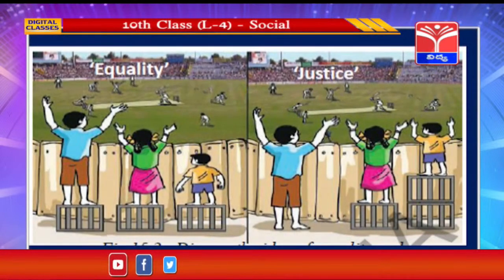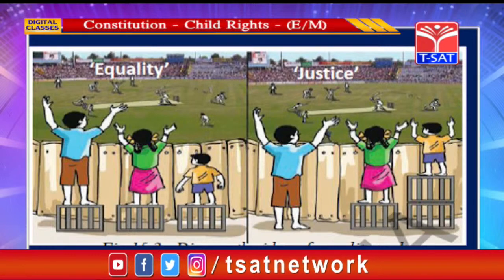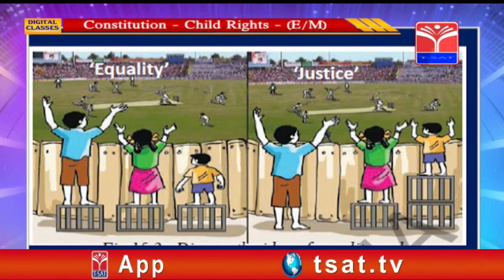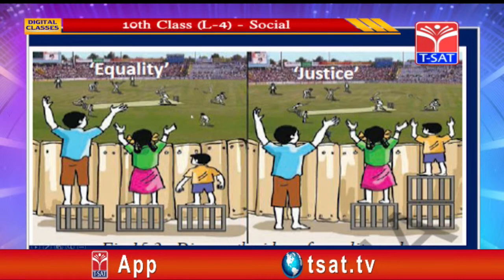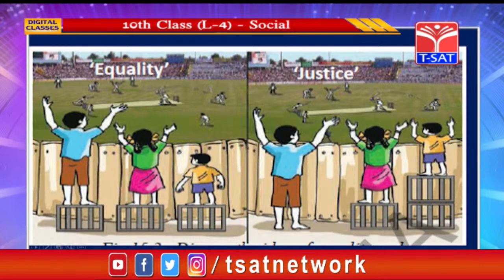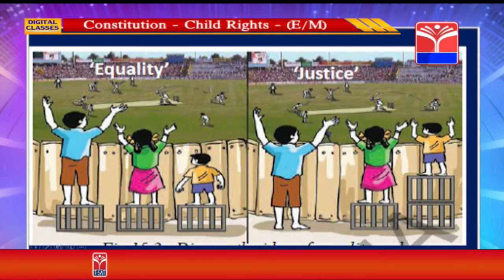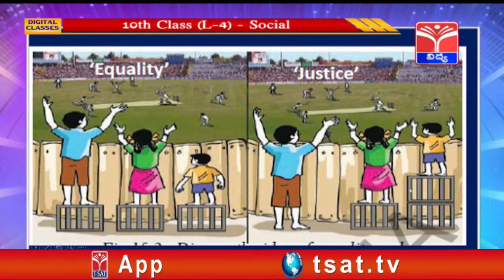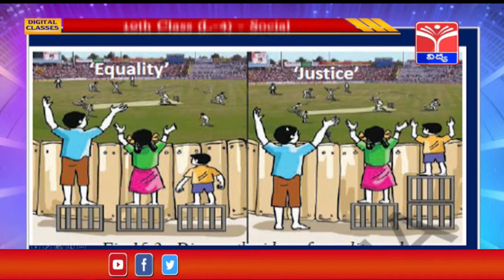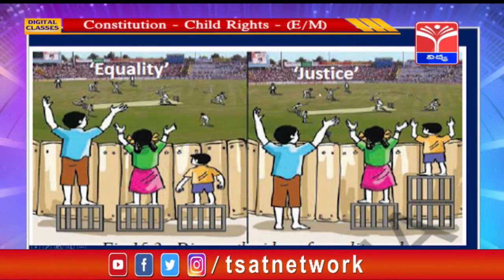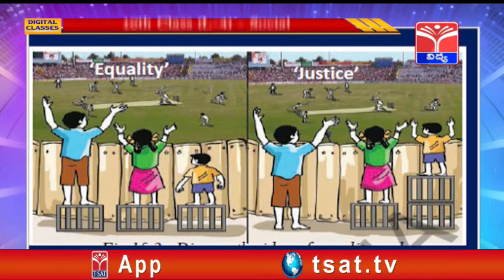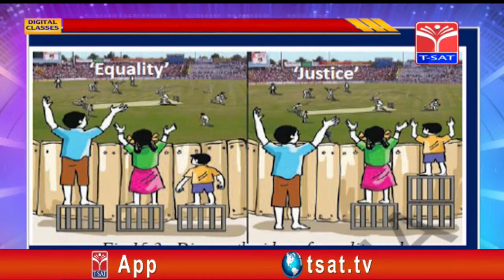And when we see equality and justice, you can see the picture it is showing. In the first one, equality, the third boy is unable to see. So how is justice done? Whatever extra the first fellow has is given to the third one. This is justice. So equality as well as justice has taken place, and now all three are able to enjoy the game. So, equality and justice are two important features of the Indian constitution.